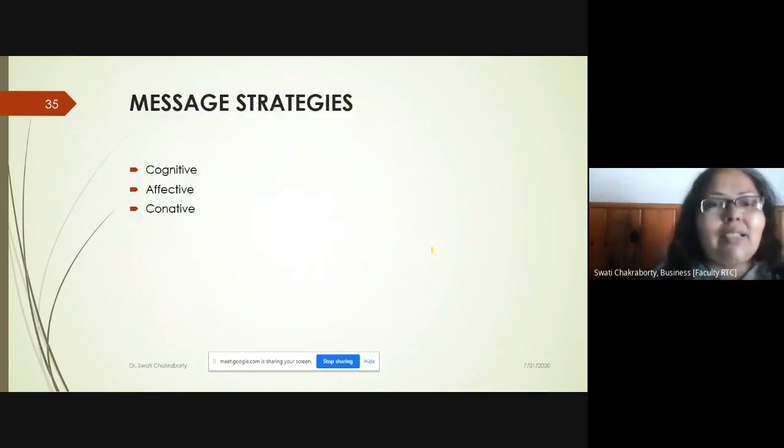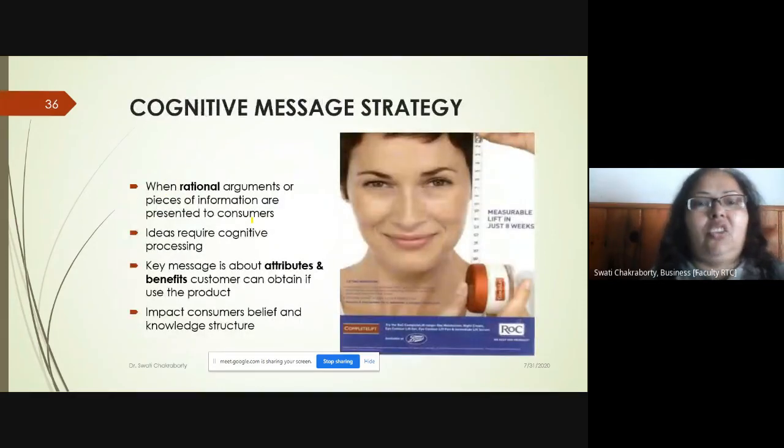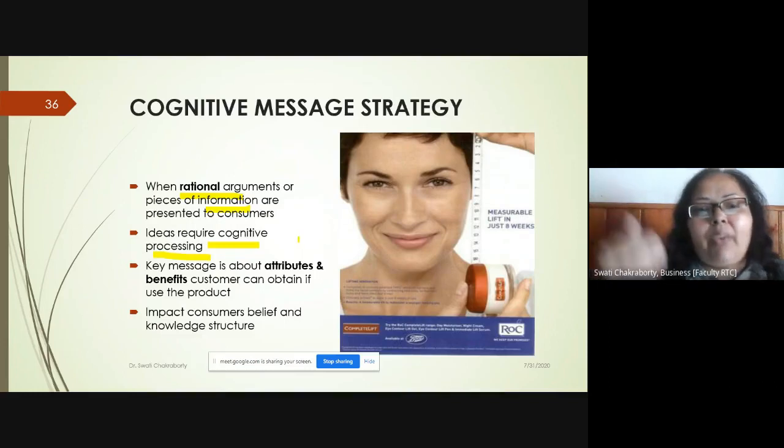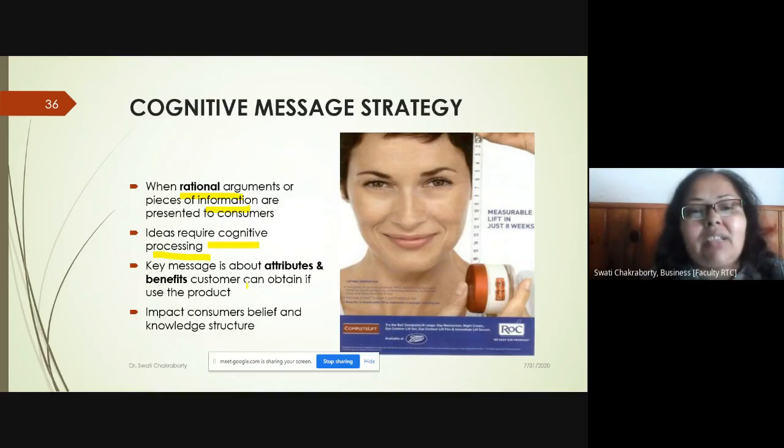So the message strategies, there are three different ways: cognitive, affective, and connective. Cognitive message strategy. When we talk of rational arguments, or pieces of information presented to consumers, there's some information which requires cognitive processing, like the attributes and benefits that customers can obtain if they use the product.